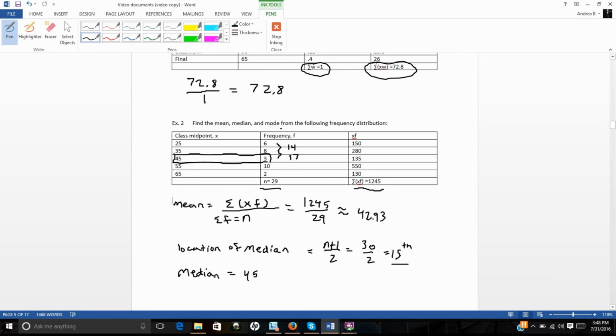And then the mode is pretty easy to find from a frequency distribution. It's just whatever class has the highest frequency. So in this case, if we look at our values, the one that has the highest frequency is the one with the midpoint of 55, because the frequency of 10 is the highest. So our mode in this case would be 55 using the frequency distribution.